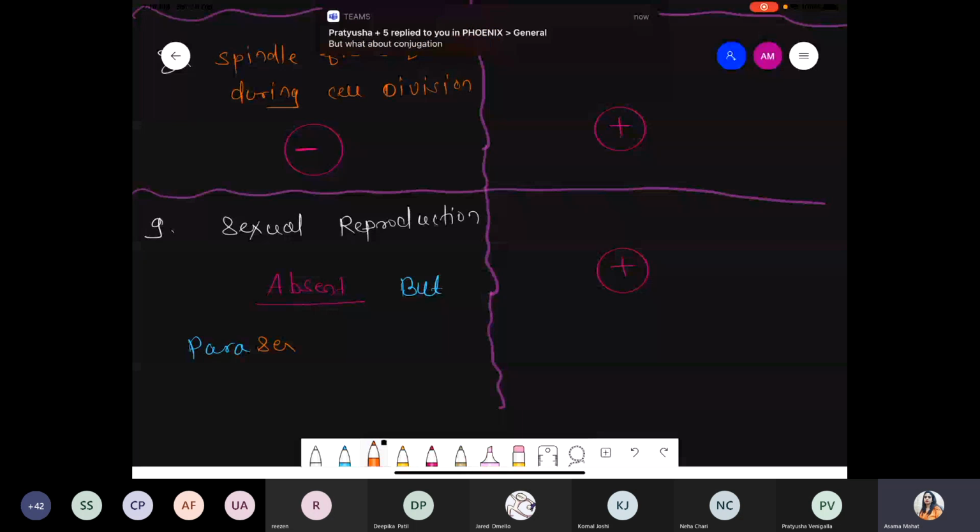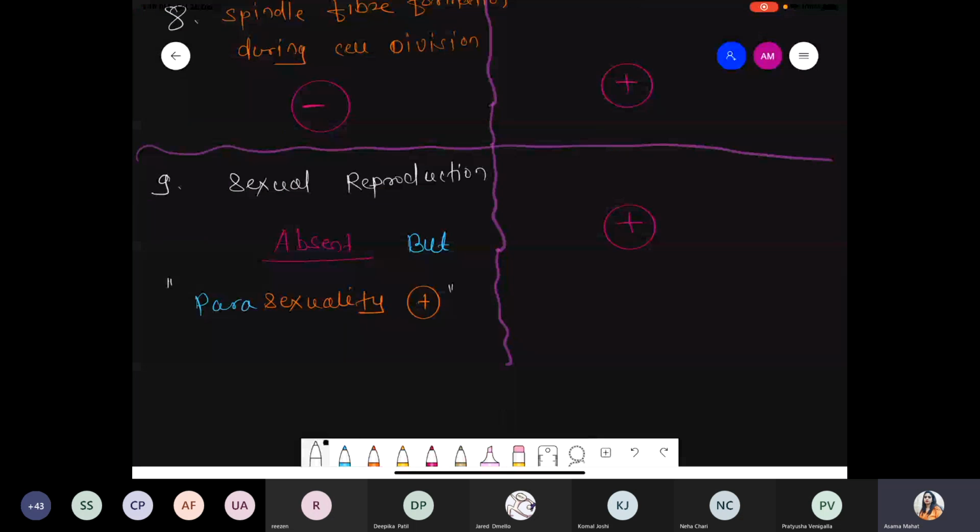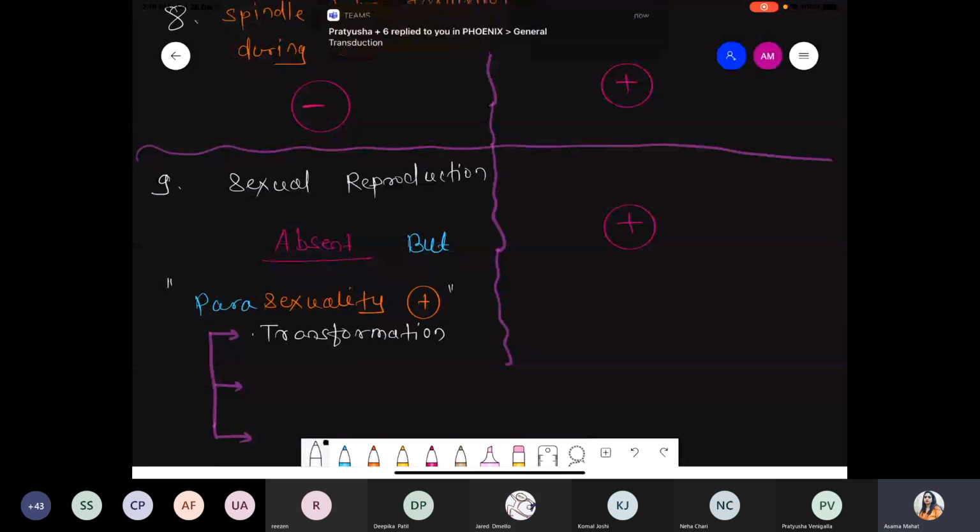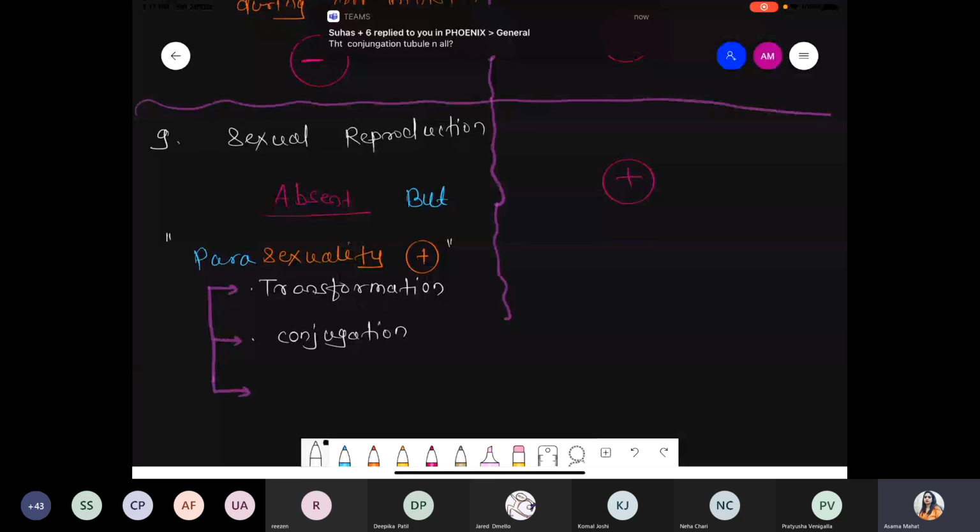But parasexuality is present. Yes Pratyusha, that is what they are asking. So we are talking about three types of parasexuality. Number one, transformation: transfer of genetic material from one bacteria to another bacteria. Number two, conjugation: transfer of genetic material with the help of the conjugation tube. One is donor, another one is recipient. And the next one is transduction: transfer of genetic material with the help of a vector, with the help of viruses.